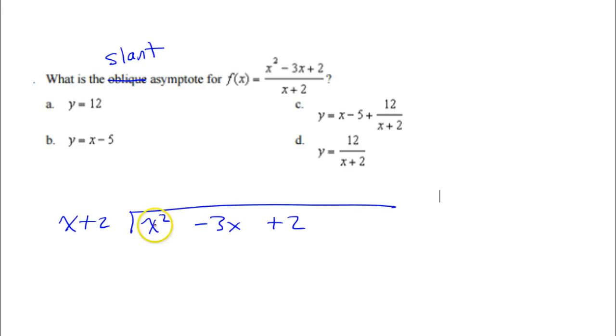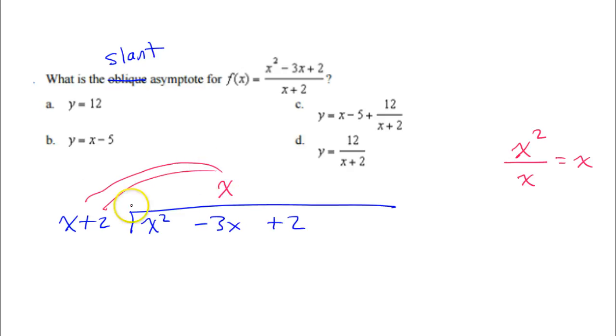So the first thing you do is you take the first term of each and you divide. You take that higher degree 1 and you divide it by that lesser degree 1, and that turns out to be x. So that's what you put up here. And then you take that and you multiply with it. So x times x is x squared. x times 2 is 2x.